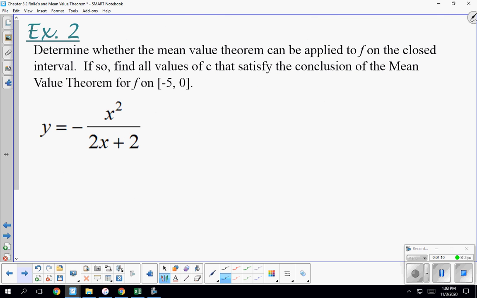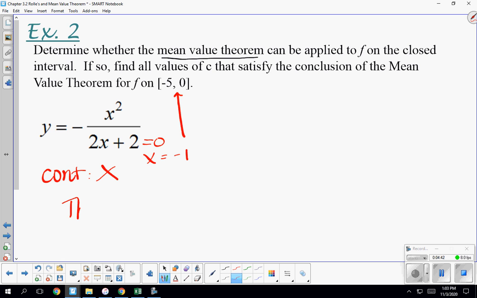Now we're going to look at a more generic version, and this is going to be mean value theorem. So again, we do have to meet our conditions, and this just says determine whether or not we can apply this. So first of all, it has to be continuous on the interval. And the way we check that is to set the denominator equal to 0. When we do that, in this case, we're going to get x equals -1. So that means this is not continuous at -1. And since that's part of my interval, it does not meet that requirement.